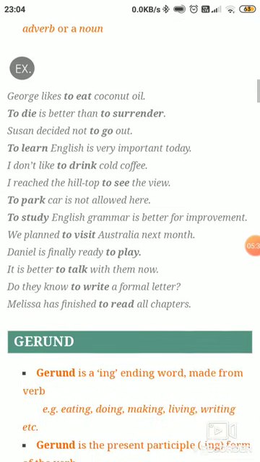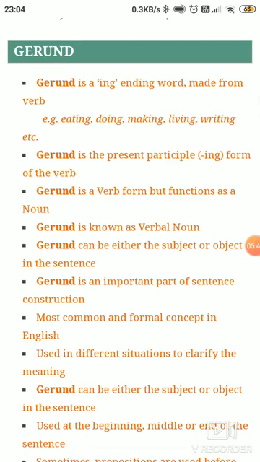Gerund form is ing form. Now we have got our definition of gerund form. Gerund is an ing ending word made from verb. Example: eating, doing, making, living, writing, etc. Now, gerund is the present participle, that is ing form of the verb. Present participle means ing. Make it clear. Gerund is a verb form but functions as a noun. Gerund is known as verbal noun.